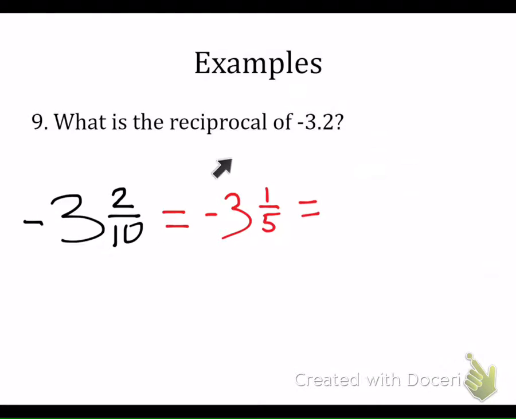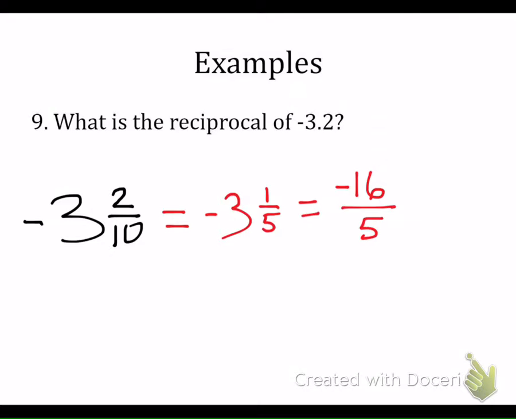Notice I'm using equal signs because I'm not changing the value at all. When I take the reciprocal, I can't use an equal sign because reciprocals are not equal to one another. So if you're wondering about notation, that's why I'm doing that here. So 5 times 3, that's 15, plus the 1, that's 16. So negative 16 over 5, or negative 16 fifths.